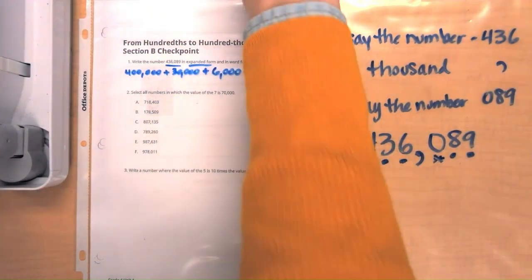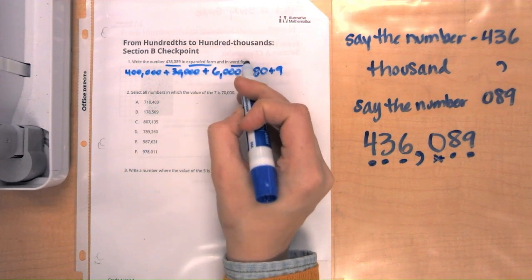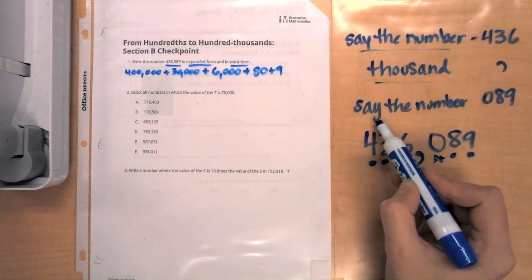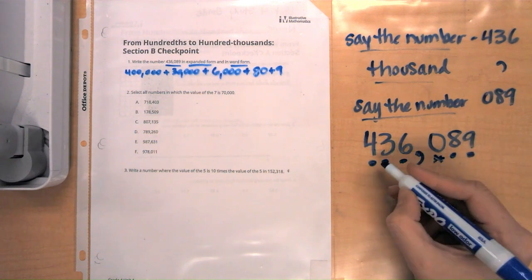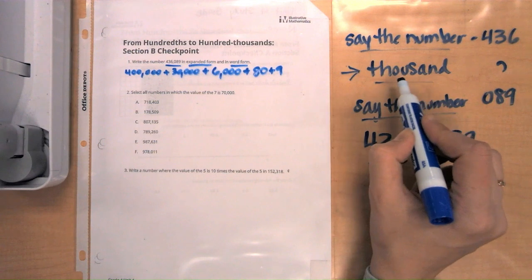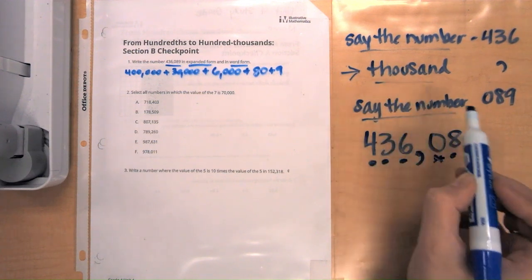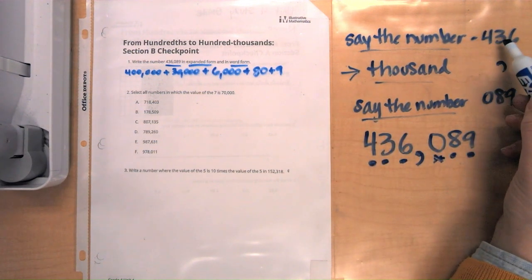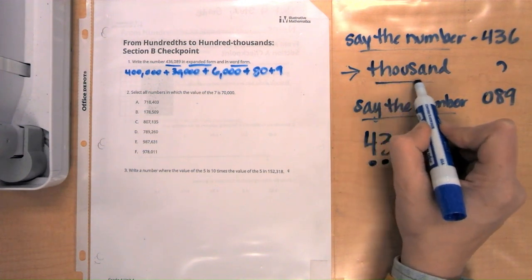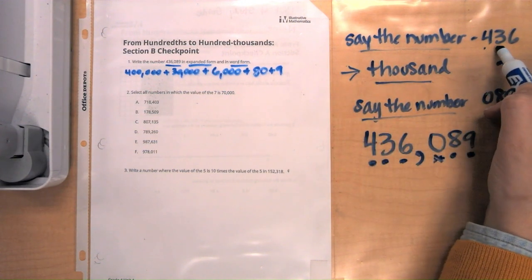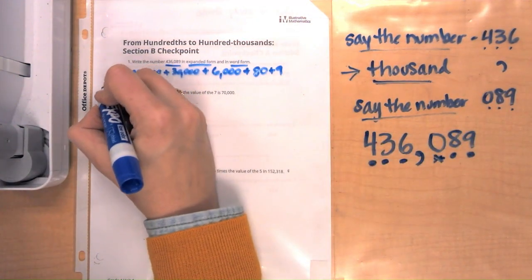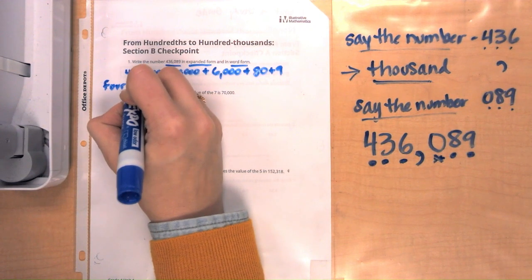Now, to write this word in word form, we're simply going to write what we say. We say the number, we say 1,000, and we say the number. A lot of people, I tell my students, I'm like, do not throw this word 1,000 around like candy at a parade. 400,000, 30,000, 6,000. No, we just say it once. 436,089. So you just write what you say.